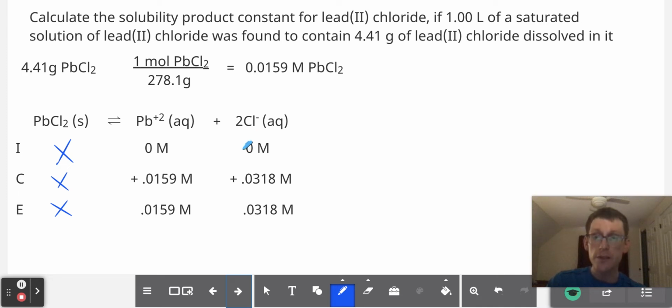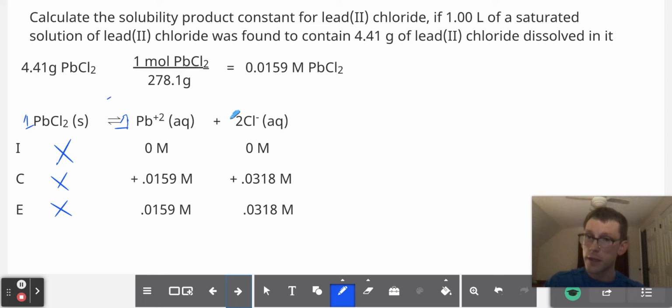But when we dissolve the lead(II) chloride, we can increase the concentration of lead(II) by positive 0.0159 molar, because we know that at equilibrium, at that saturation point, the concentration of lead(II) chloride is this, and this is 1-to-1 with the lead(II) chloride. So if the lead(II) chloride is 0.0159 molar, then the lead(II) needs to also be 0.0159 molar.